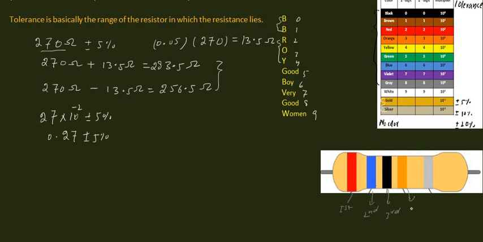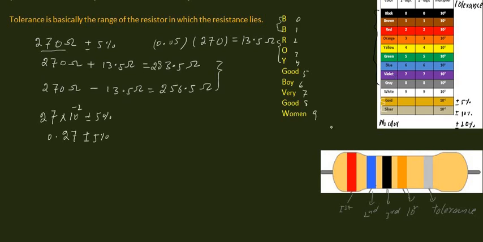The fourth band will represent the power of 10 multiplier, and the fifth band will represent the tolerance of the resistor. So, how much is the value of this resistor?